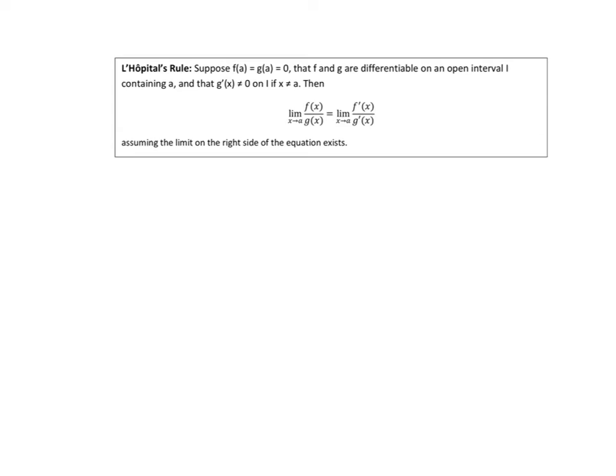So here's L'Hopital's rule. L'Hopital's rule says, suppose f of a equals g of a equals 0, that f and g are differentiable on an open interval I containing a, and that g prime of x does not equal 0 on I if x does not equal a. Then the limit as x goes to a of f of x over g of x is equal to the limit as x goes to a of f prime of x over g prime of x, assuming the limit on the right-hand side of the equation exists.